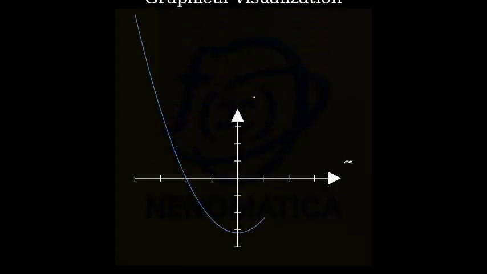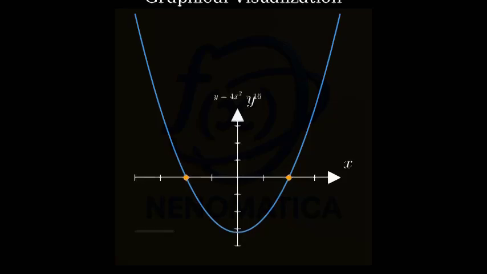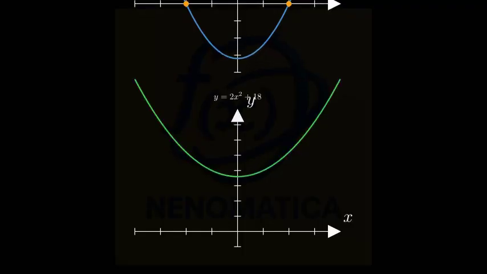For the first equation, 4x squared minus 16 equals 0. The parabola crosses the x-axis at x equals plus or minus 2. For the second equation, 2x squared plus 18 equals 0. The parabola never crosses the x-axis, indicating no real solutions.